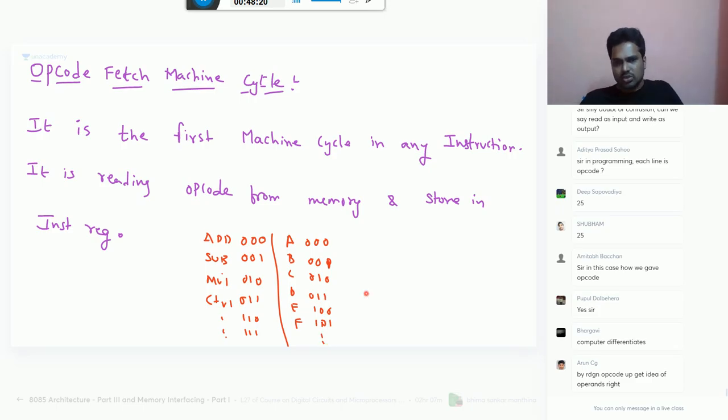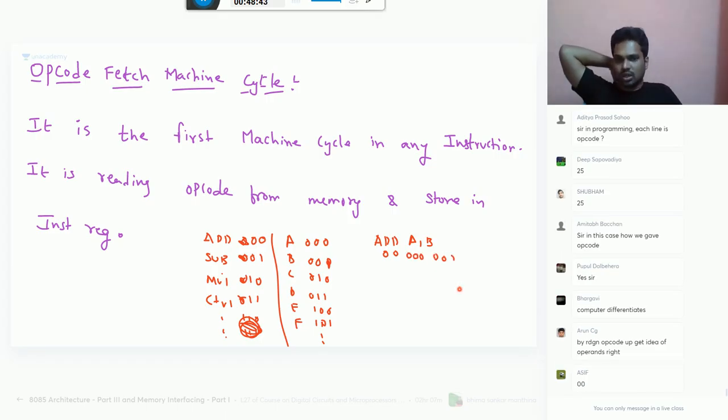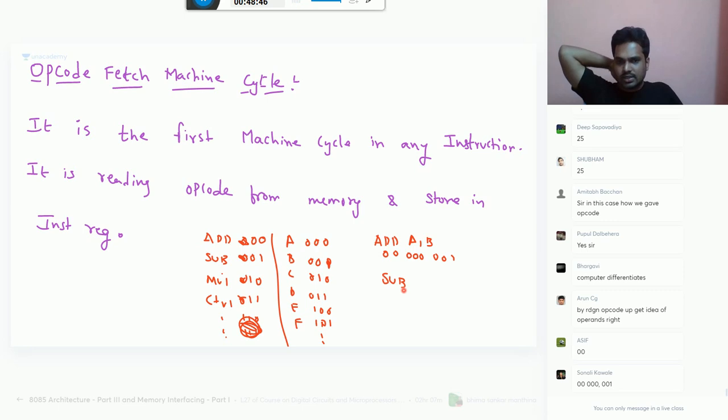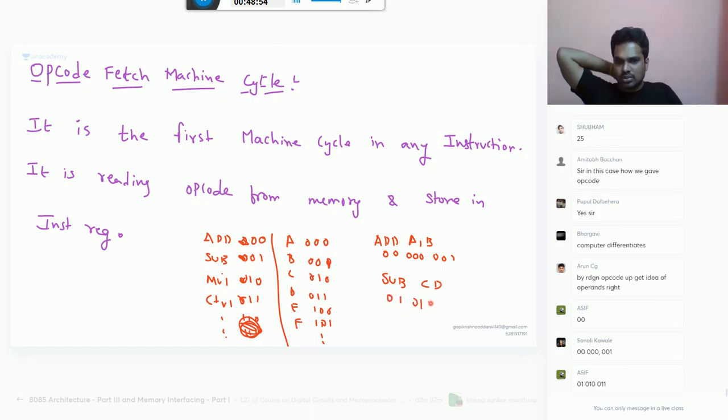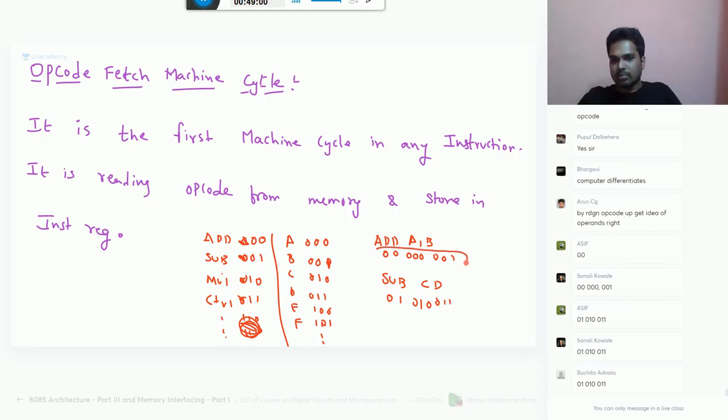Now listen. Suppose I want to make code for add A comma B. What will be the corresponding code? Take only 2 bits. It should be generated like 00, A comma B, 000, B means 001. If you want to do subtract C D, suppose subtract C D is my instruction, what will be the code for that? 01, C means 010, D means 011. So this is how opcode will be made by the manufacturer.